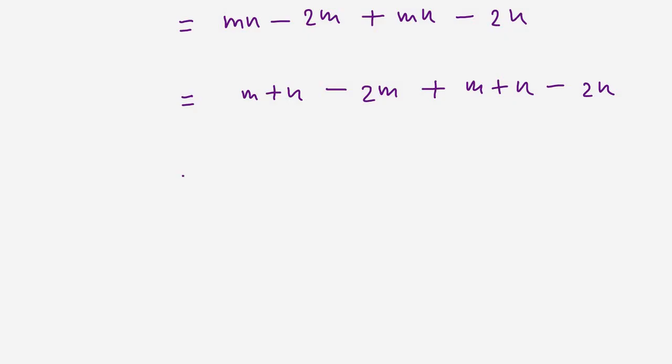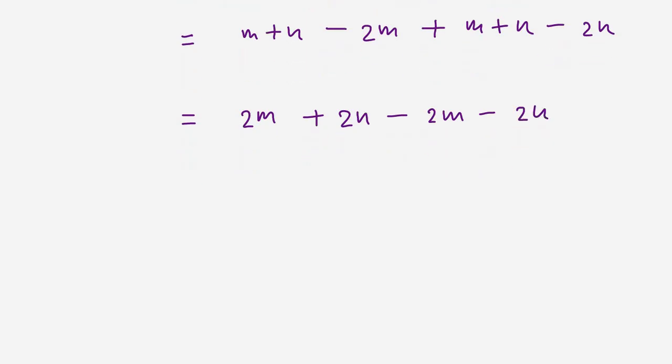From here we get this m, and this m means 2m, plus this n and another n means 2n, minus 2m minus 2n. So we get plus 2m minus 2m, we can cancel it, and plus 2n minus 2n, we can cancel it. So the value is 0.